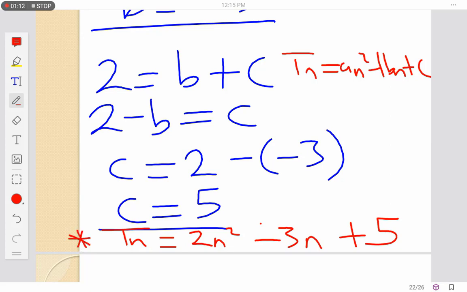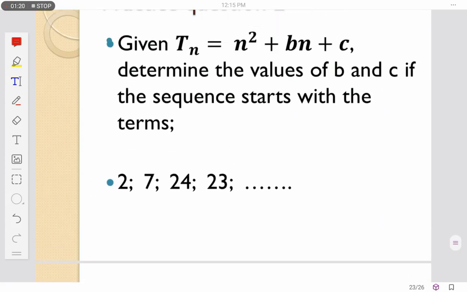Now, having that, let's have one more example. Given Tn is equal to n squared plus bn plus c, determine the values of b and c if the sequence starts with the terms 2, 7, 24, 23. So this is my T1, T2, T3, T4.